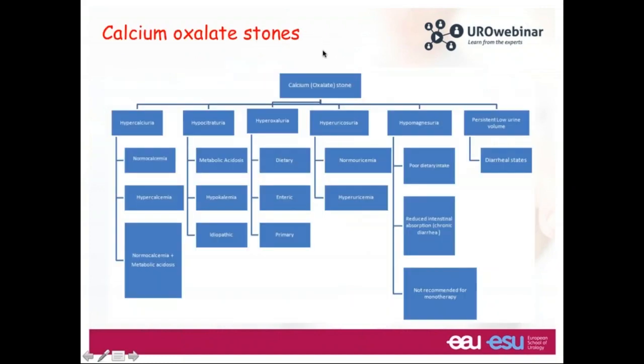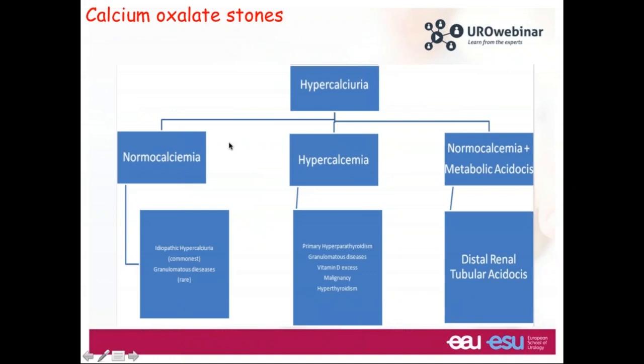Last but not least, because this is the vast majority of the stones that we are having, calcium oxalate stones every day in our practice. So not every patient with a calcium oxalate stone has the same etiology for the stone formation. So you may have your patient hypercalciuric, and this can be along with normal calcium in the blood, hypercalcemia, or normal calcemia and metabolic acidosis. This is the diagnostic algorithm.